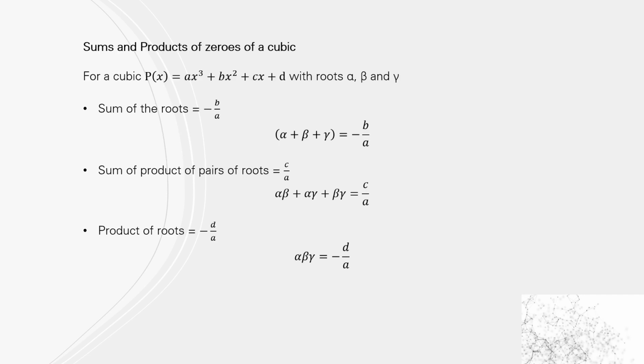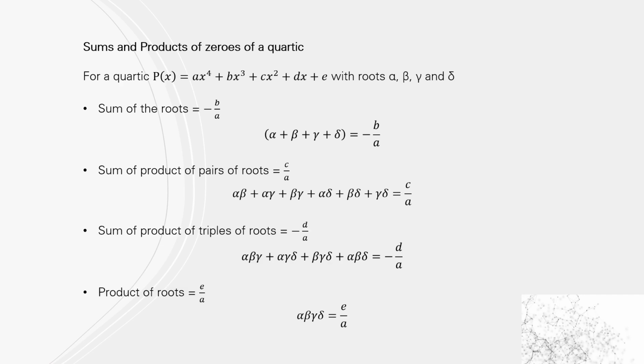Now for the sum and products of zeros of a cubic, this is on your formula sheet. So the sum of the roots individually is minus b on a. That's every time. The sum of the roots individually will always be minus b on a. The sum of the product of the pairs of the roots will always be c on a. And the product of the roots 3 at a time, or in this case, since we've only got 3 roots, alpha, beta, and gamma, that's minus d on a.